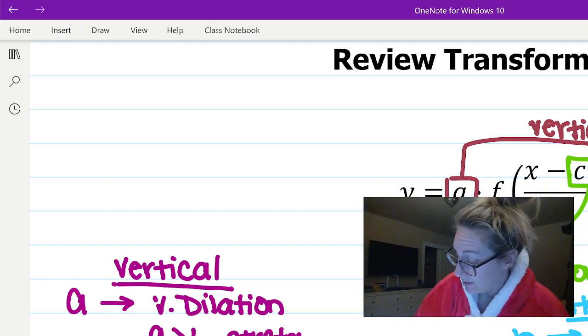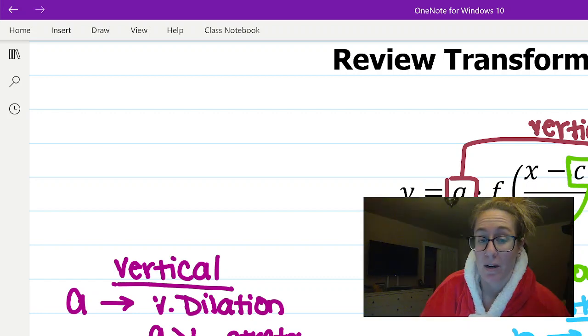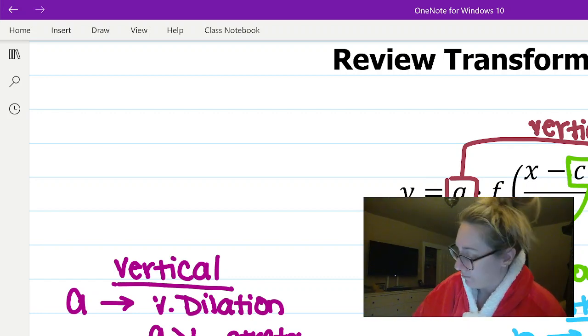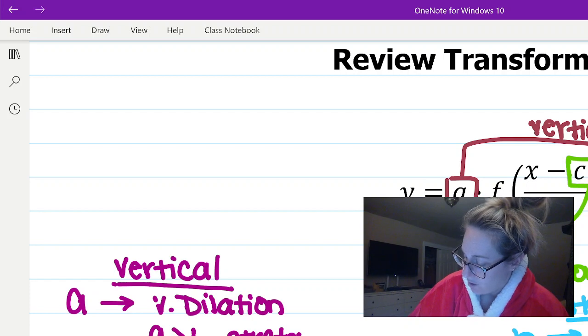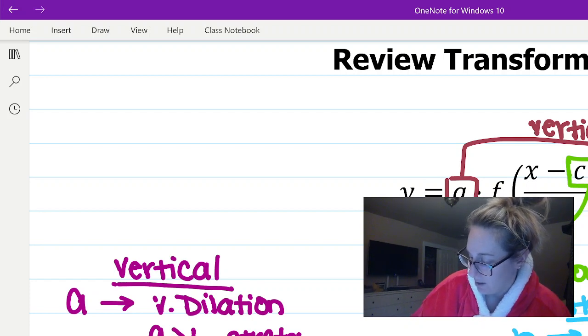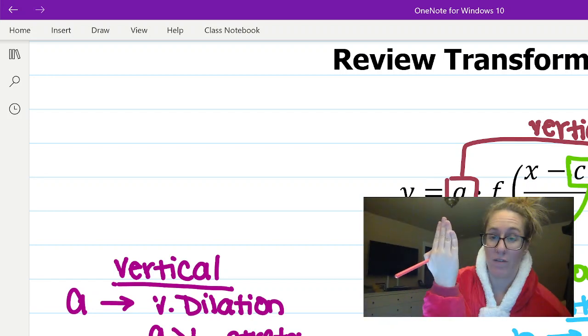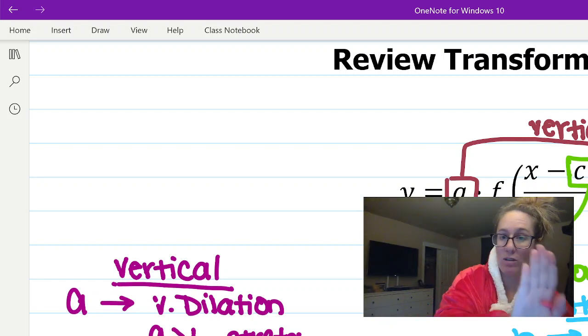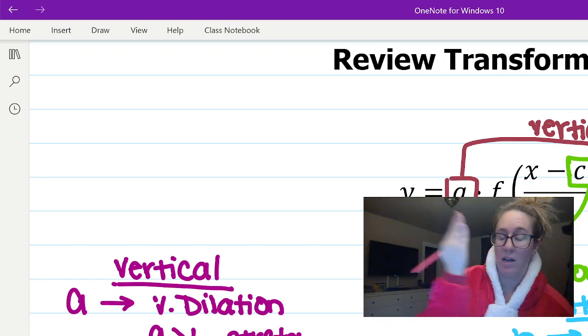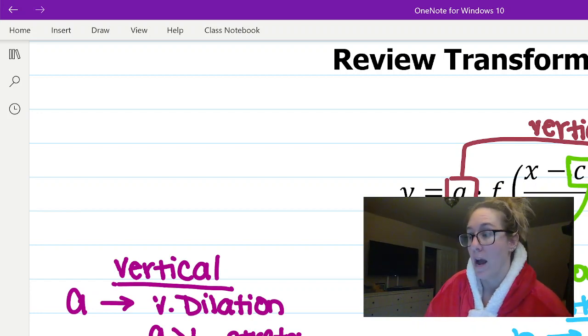Negative B. If B ends up being a negative number, this is going to be a reflection. And it's backwards. So we're taking our function and reflecting it backwards. We're going like this. It's a reflection over your y-axis.